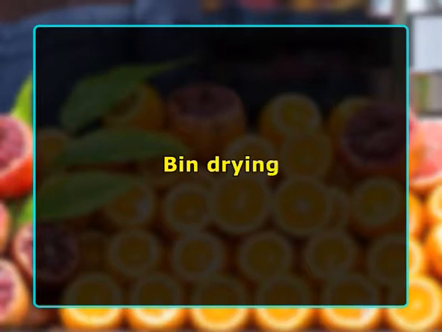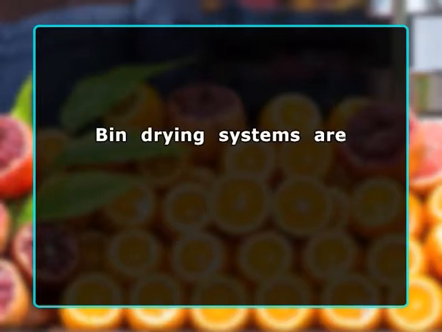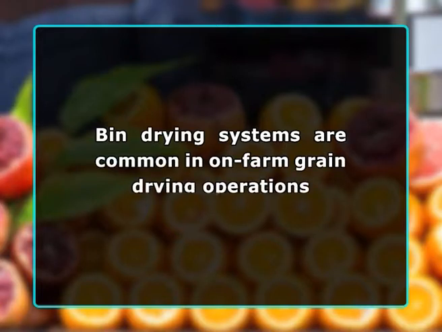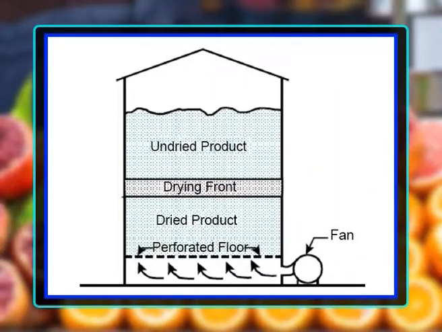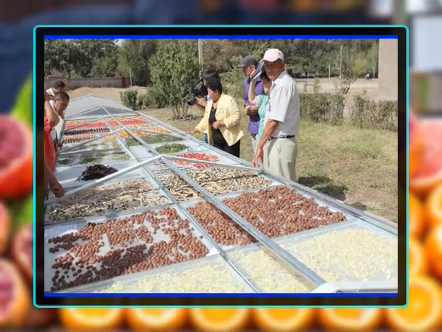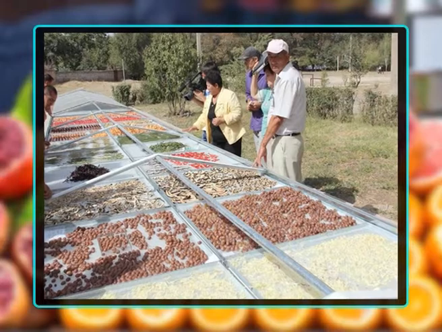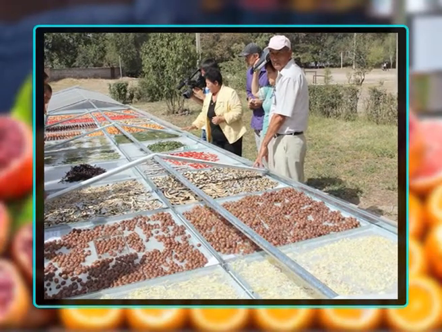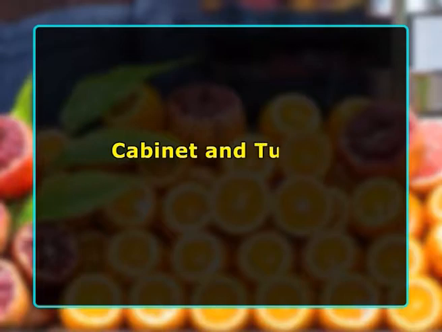Secondly, we will discuss bin drying. Bin drying systems are common in on-farm grain drying operations. The bin is filled with grain and drying air is forced up through the grain from a plenum chamber beneath the perforated floor of the bin. The grain on the bottom is dried first and the drying front progresses upward through the bin of grain until all grain is dried.